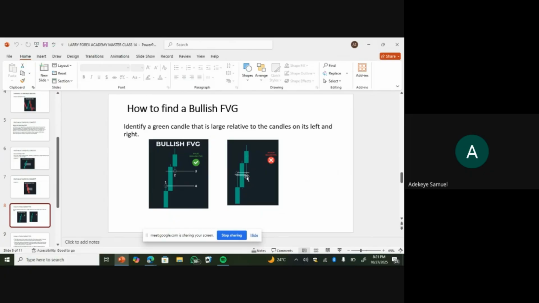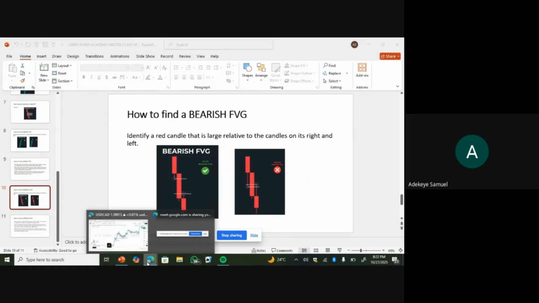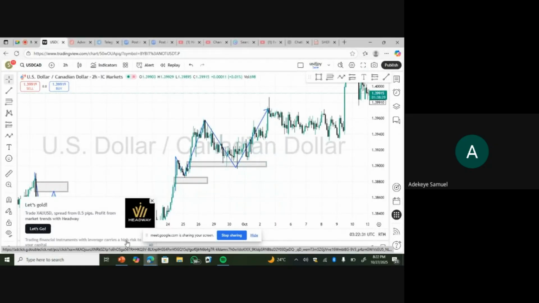When you have something like this, I will explain it in my next video. Now we have this as a volume fair value gap. This is for bearish. I don't want to make this video long so that everyone can watch it. So in my next video, I'll be talking about the valid, invalid fair value gap and volume fair value gap.